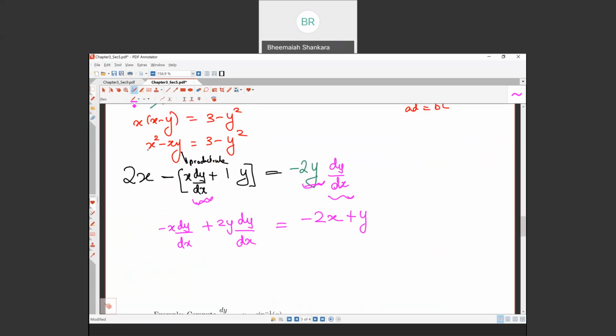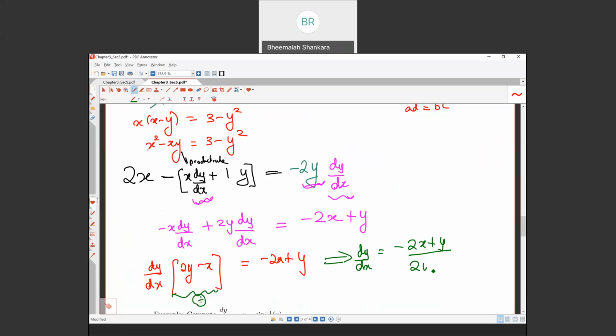Now you're good to factor the dy over dx on the left. So you have 2y minus x equals negative 2x positive y. You want to find dy over dx, which means you don't want the terms in the bracket. So divide on both sides by this term. So you have dy over dx equals negative 2x plus y, and then you have 2y minus x.